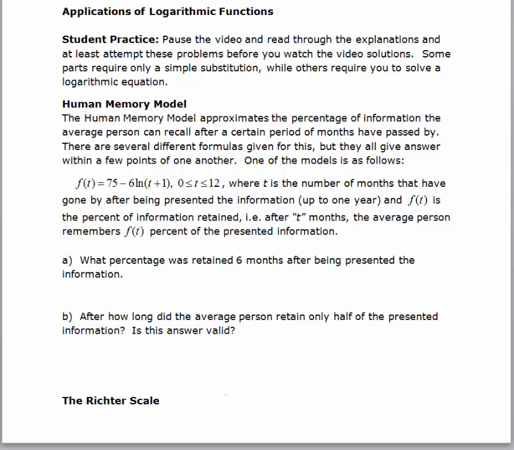Okay, I'd like you to pause the video, try this problem, and then start the video up again.